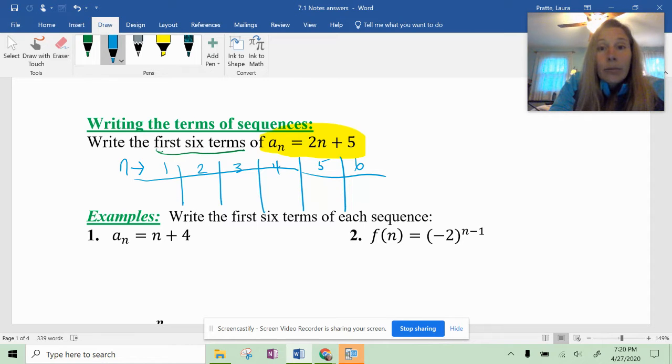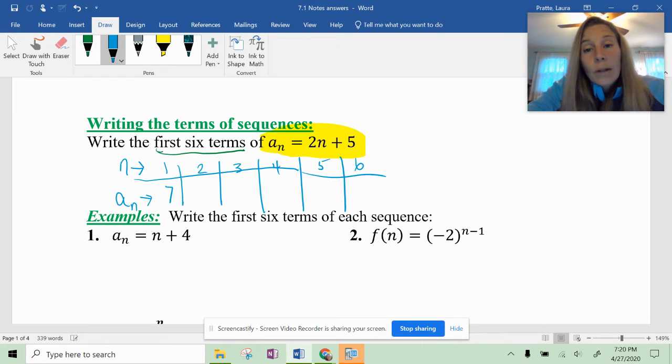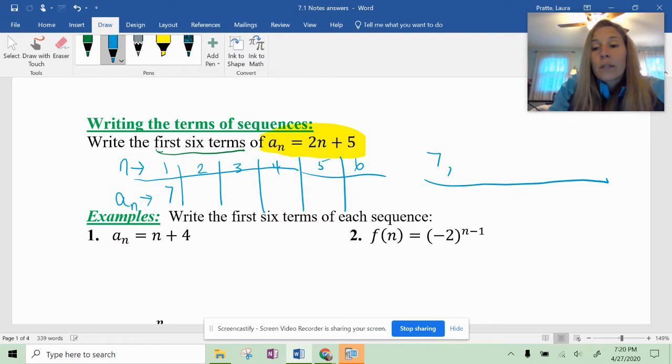So if I'm plugging in these numbers, obviously I'm going to put in the n, right? That is my input or my domain. So I'm starting with 1 because it's the first 6 terms. 2 times 1 is 2. 2 plus 5 is 7. So my first number in my sequence is 7. So my answer would be something like this. If I want the first 6 terms, I'm just going to list them.